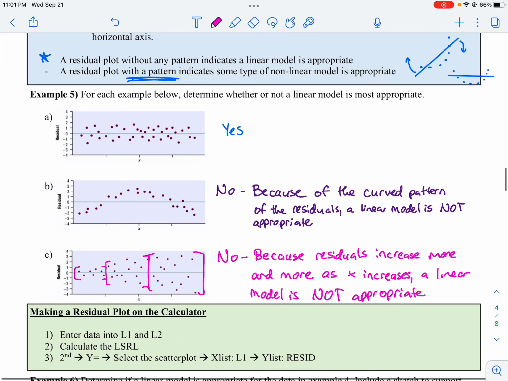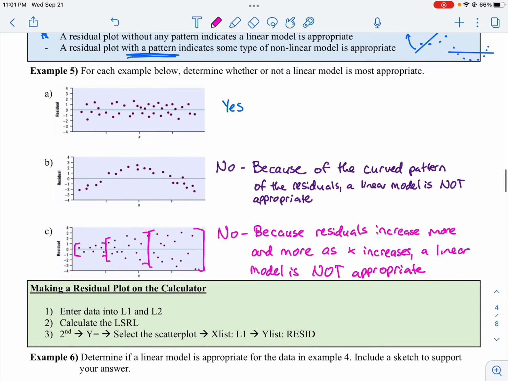So this is kind of counterintuitive. We like patterns. Naturally, our brains gravitate towards that. But in this case, if we see a pattern, that means a linear model is not appropriate. When we see no pattern, a linear model is appropriate. So we want to make sure we know those rules.